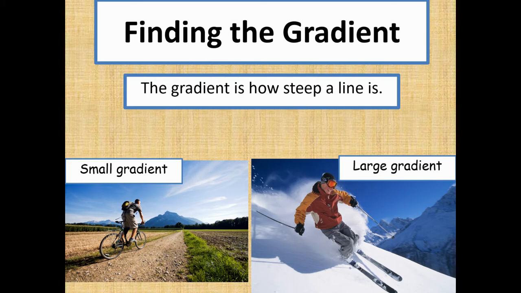So for example, if you look at these images here at the bottom, we have someone who's riding their bike on a very shallow surface. It isn't that steep. It isn't on a hill. So we can say that's an example of a small gradient, okay? And in the other image, we have someone who's ice skiing down a mountainous hill, and that hill is very, very steep. So we can say that's an example of a very large gradient, okay?